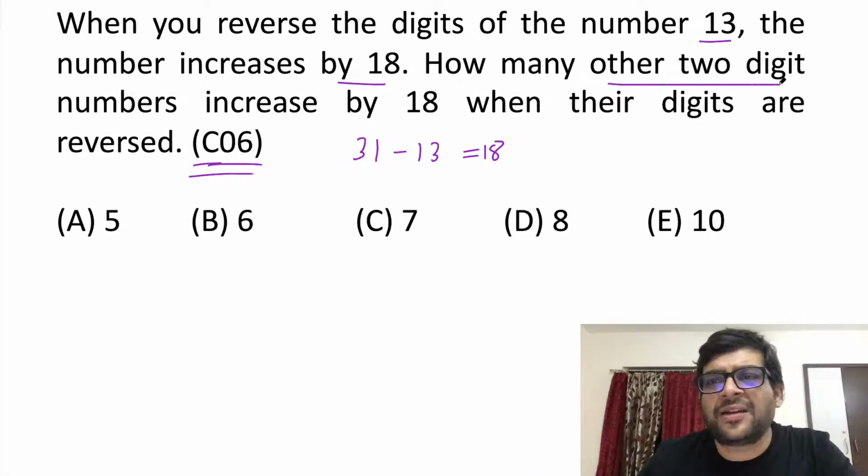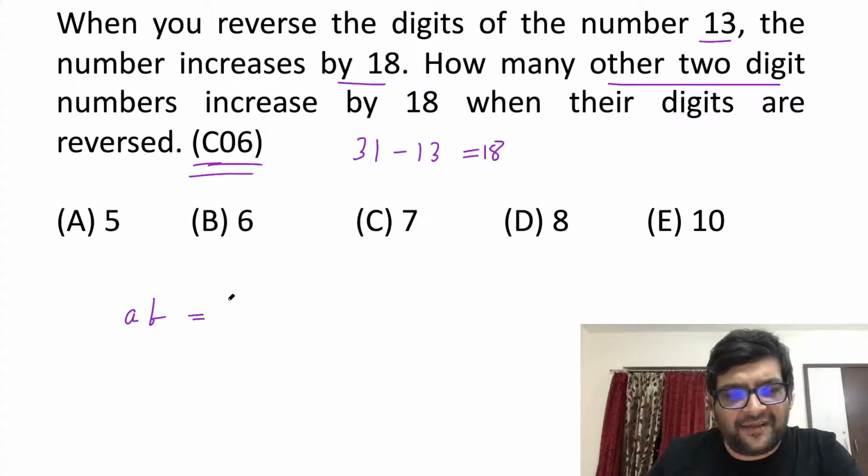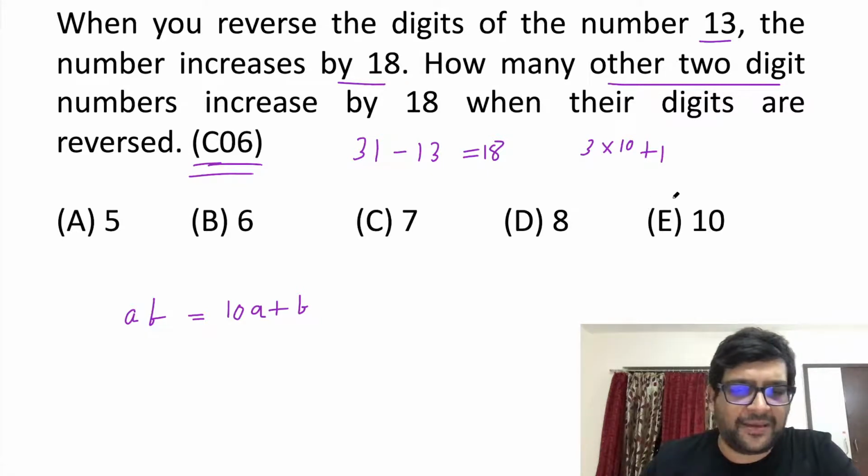How many other two-digit numbers increase by 18? So let's say the number is AB. AB is effectively 10A plus B, a two-digit number. Suppose you have the number 31. So that is 3 into 10 plus 1. So AB is 10A plus B. Reverse of that, BA. So BA will be 10B plus A. And we are given the difference of the two.